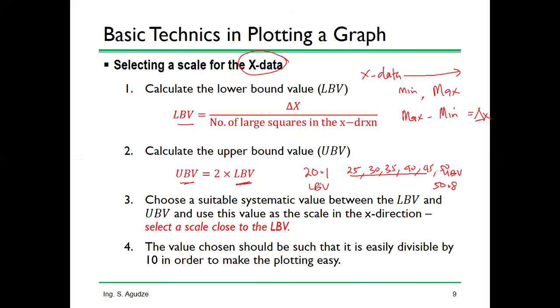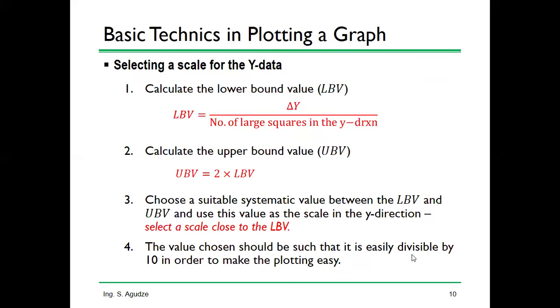So always try to select values close to the lower bound value so that you have a good and big graph in there. Okay, so once this has been done for the x-axis, you have to do similar for the y-axis. And here, as you can see, the change in y is equal to maximum value minus minimum value. So just go through the y data, and then look for the minimum value and then the maximum value.